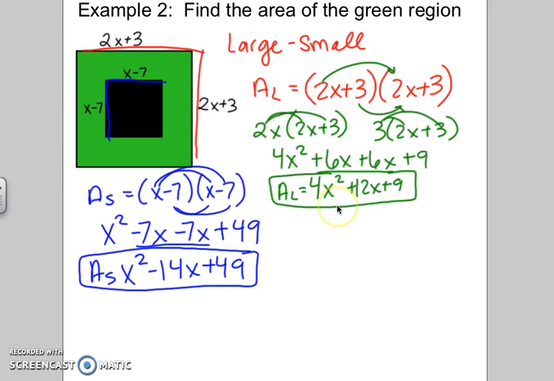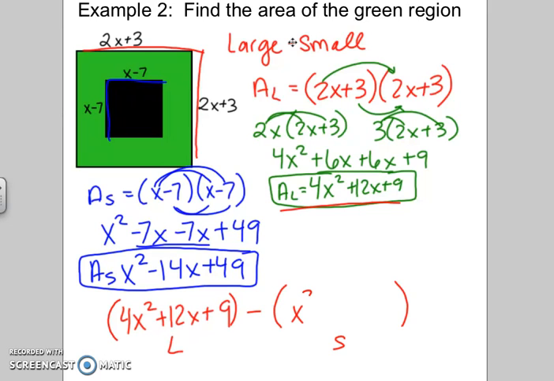Okay, all right, so now one more step. And this is going to take us back to adding and subtracting polynomials, because I need to subtract. So you have to set it up a certain way, or 99% of the time you will get it wrong. First off, the area of the large is this one right here. So remember when we wrote parentheses minus parentheses, that's what we're going to have to do here. So 4x squared plus 12x plus 9 was our large, minus the small, which was x squared minus 14x plus 49.